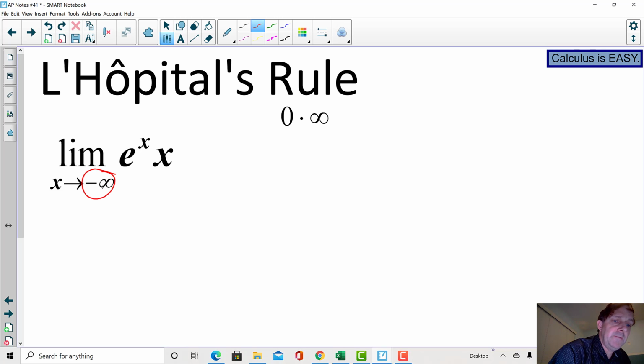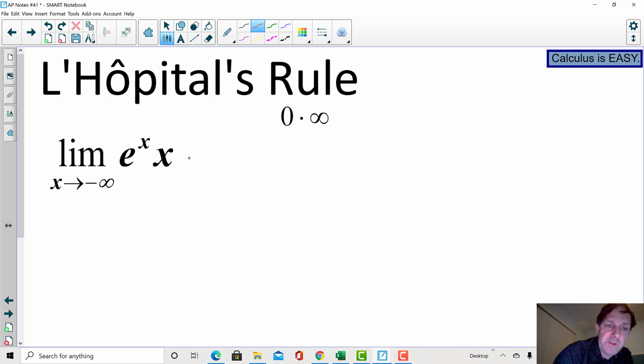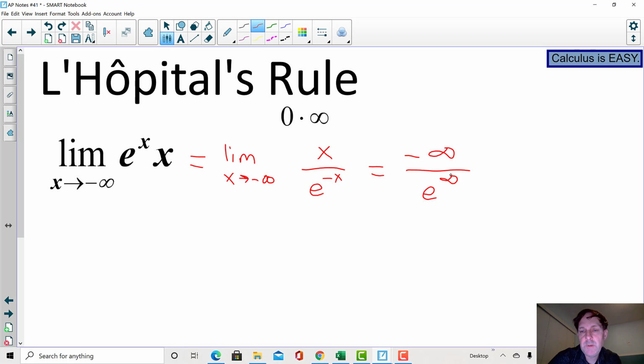Now when we plug in negative infinity, we're going to get 0 times infinity. But remember, we're supposed to either have 0 over 0 or infinity over infinity. What we can do is we can rewrite our function. So this will just be pre-calculus, so I'm rewriting it. This is the limit as x goes to negative infinity of x over e to the negative x. So now when I plug in a negative infinity, I'm going to get negative infinity over infinity.